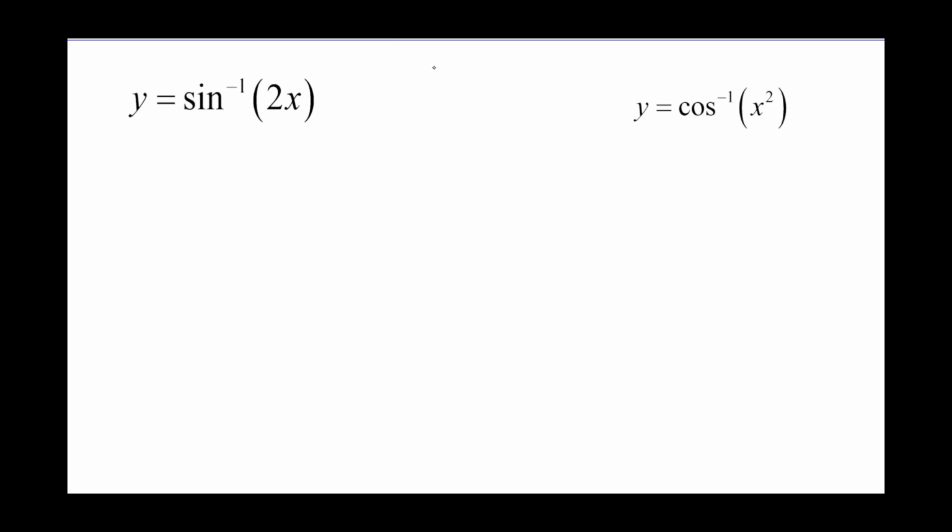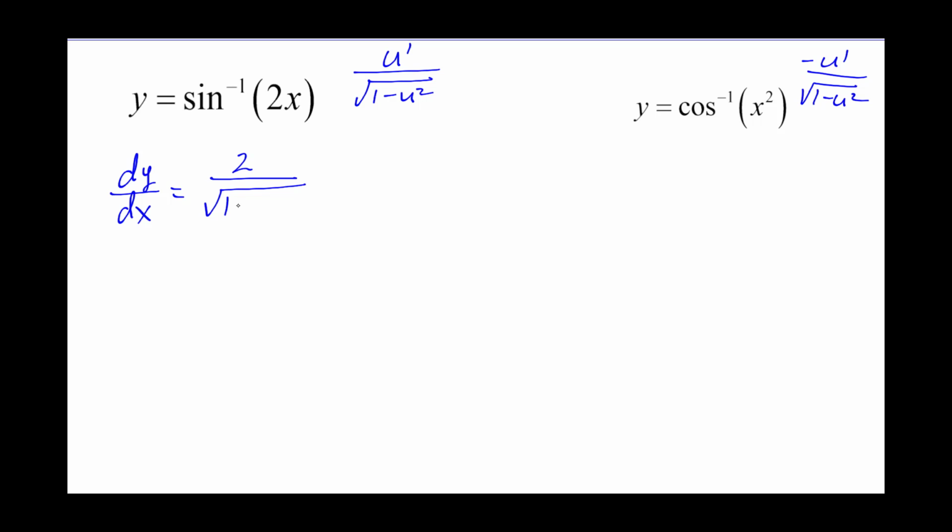Remember, the derivative for inverse sine is u prime over the square root of 1 minus u squared. And for the inverse cosine, it's negative u prime over the square root of 1 minus u squared. Okay? So over here we say dy/dx is equal to the derivative of the argument of the sine, which is just 2, over the square root of 1 minus u squared, 2x squared. And that's it. That's your derivative.